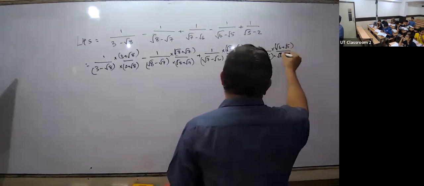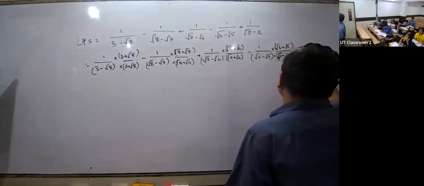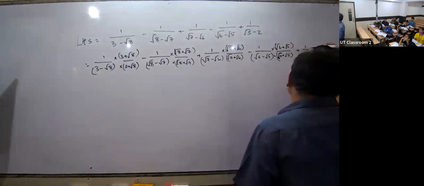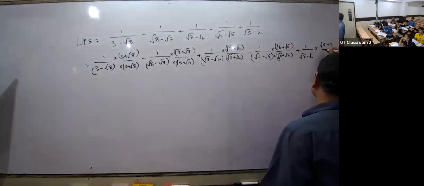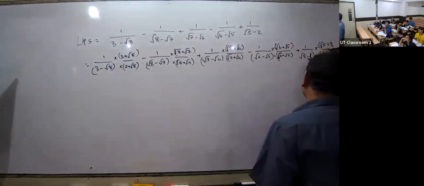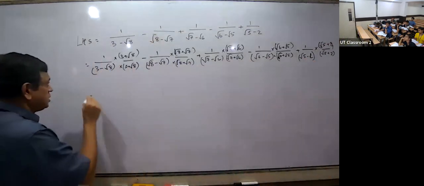This is the lengthy step. After that, things will be okay. Then plus 1 upon root 5 minus 2, times root 5 plus 2. This will not fit in your one line, so half I'll write in the next line. Now look, first I will write after that.